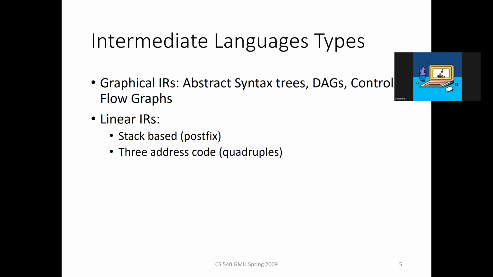The intermediate language has graphical IRs, that is abstract syntax tree, DAGs, control flow graph, and linear IR. In linear IR we have postfix and quadruples, the forms of three-address code generation. Quad means four, so four attribute values will be there.